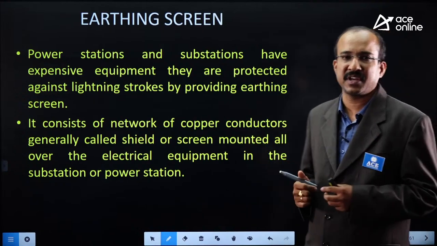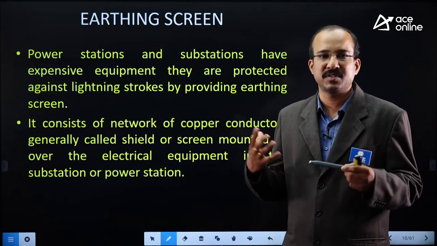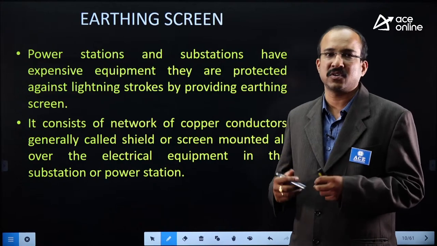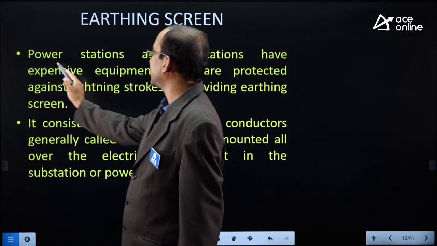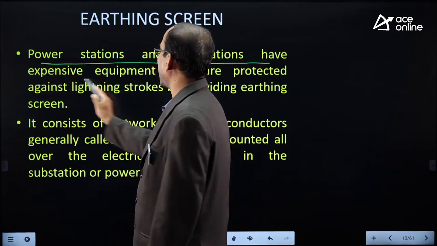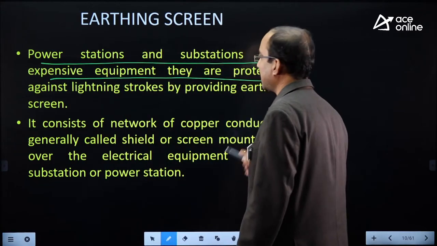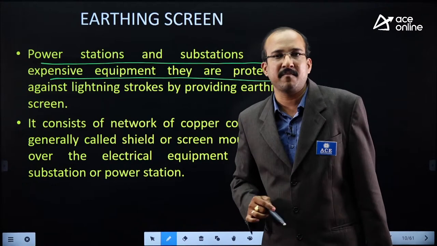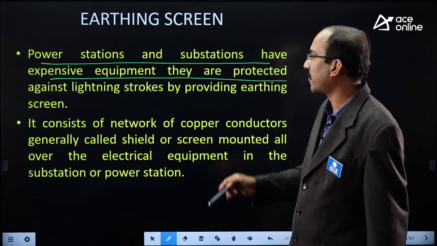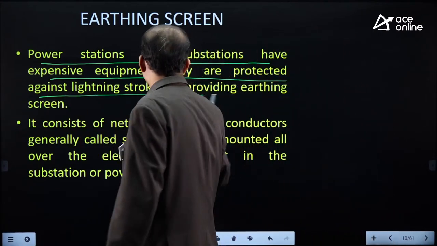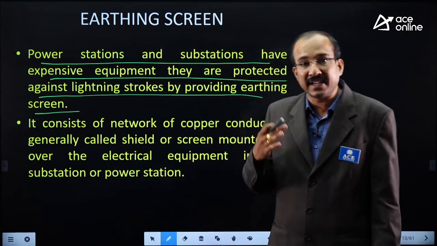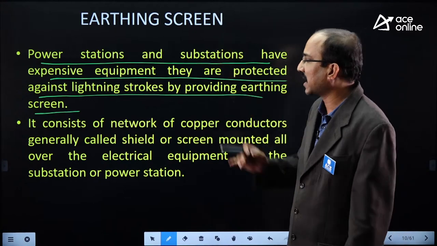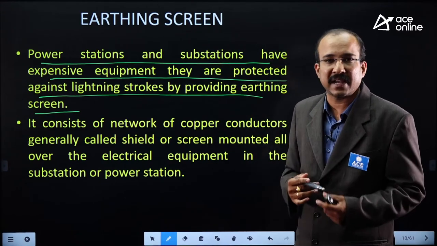If you observe a generating station, we have transformers, generators, breakers, all these are very, very costly equipment. So power stations and substations have expensive equipment. They are to be protected from lightning strokes by providing the earthing screen. So power stations and substations are protected from the lightning strokes by using what? Earthing screen.